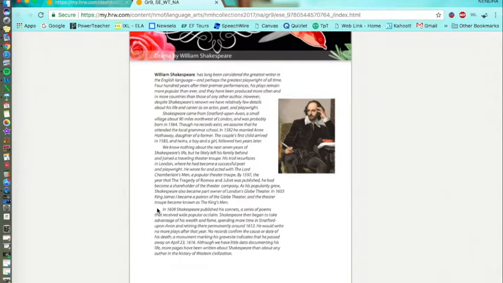Also, remember the modern versions like Romeo and Juliet and She's the Man and 10 Things I Hate About You. Those are all modern movies that are based off of Shakespeare plays, okay? However, despite Shakespeare's renown, we have relatively few details about his life and career as an actor, poet, and playwright. Shakespeare came from Stratford-upon-Avon, a small village about 90 miles northwest of London, and was probably born in 1564. Though no records exist, we assume that he attended the local grammar school.